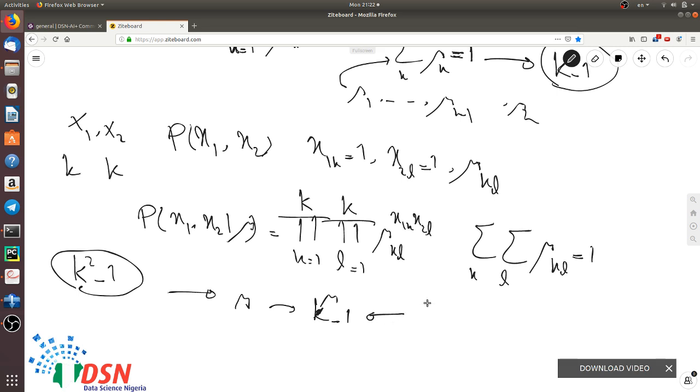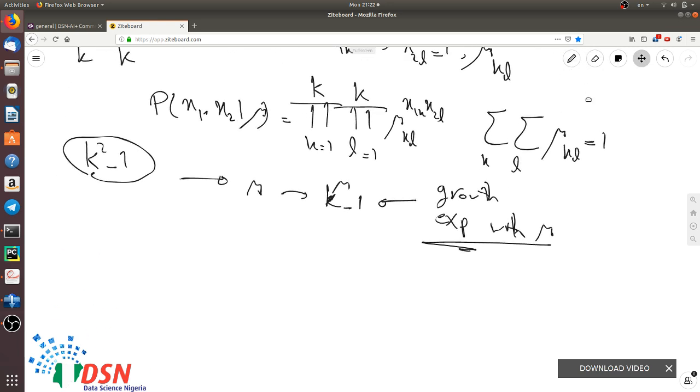We can see that this grows exponentially with M, and we don't like this in general. It means that the number of parameters of our model grows very quickly with increasing the number of variables, and this could complicate our modeling a lot, and cause difficulty, overfitting or other problems.